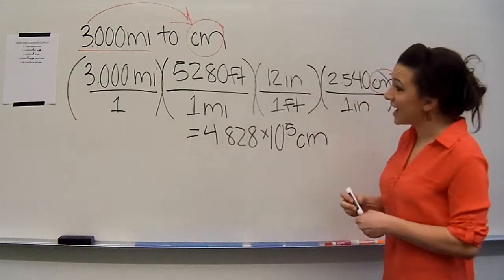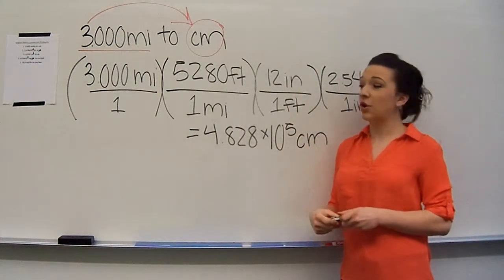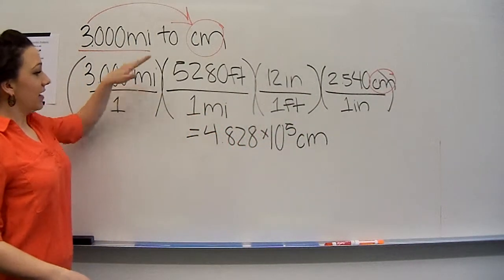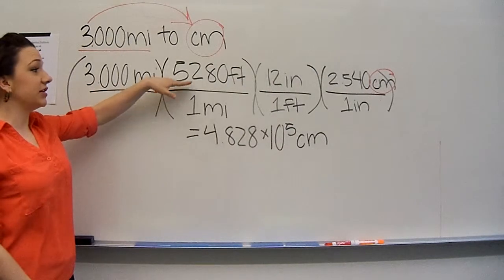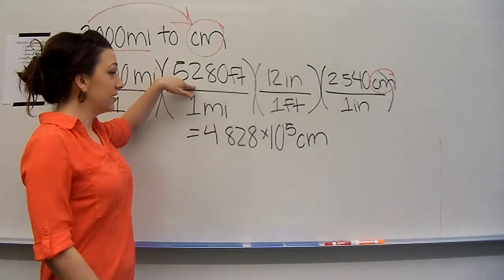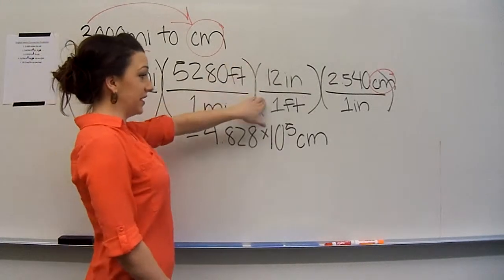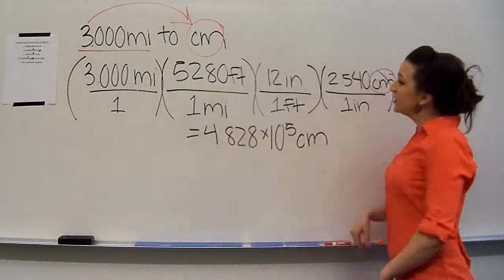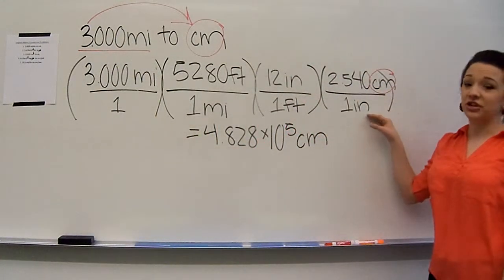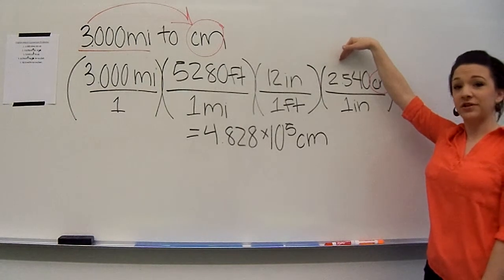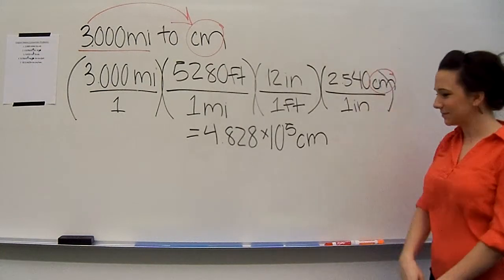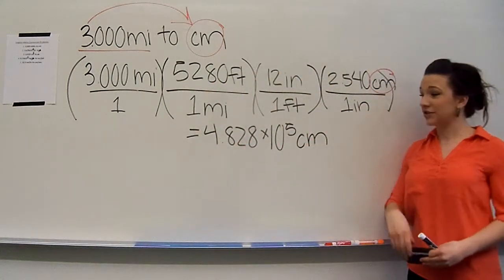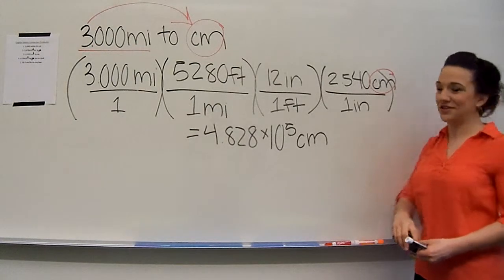My answer is in scientific notation, so now it's important to go back and double check my work. 3 miles, and then 1 mile is equal to 5,280 feet. You match the units, feet to feet. 1 foot is equal to 12 inches. Match the units again. 12 inches is equal to 1 inch, which is equal to 2.540 centimeters. Once you redo everything and double check your answer, you hopefully come out with the same answer as you did the first time.